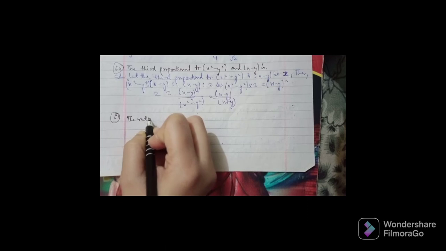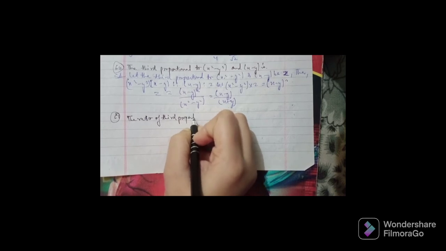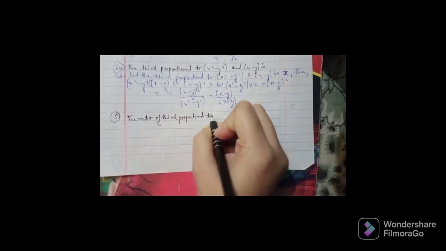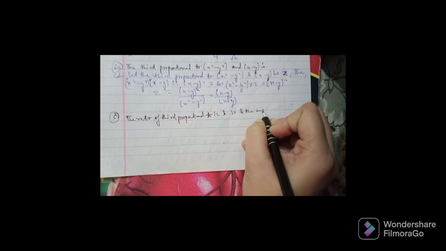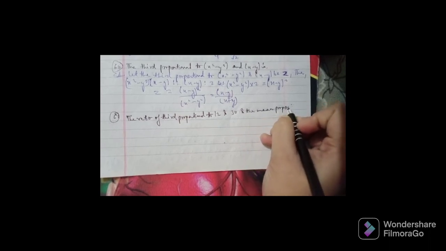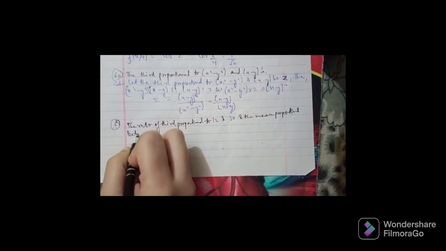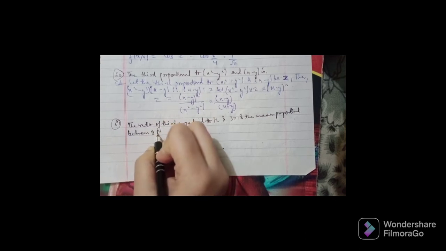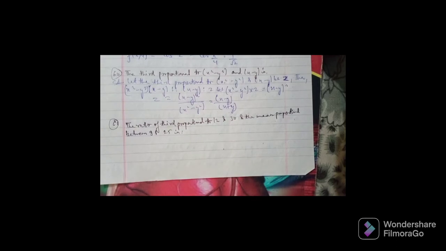The ratio of the third proportional to 12 and 30 and the mean proportional between 9 and 25 is, which is 2:1, 5:1, 7:15 and 9:14. So we go for the same. Here we go.